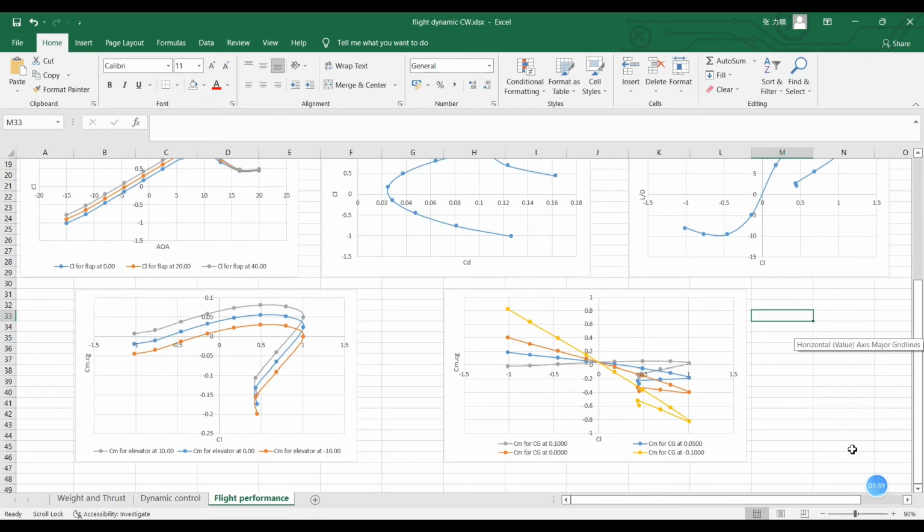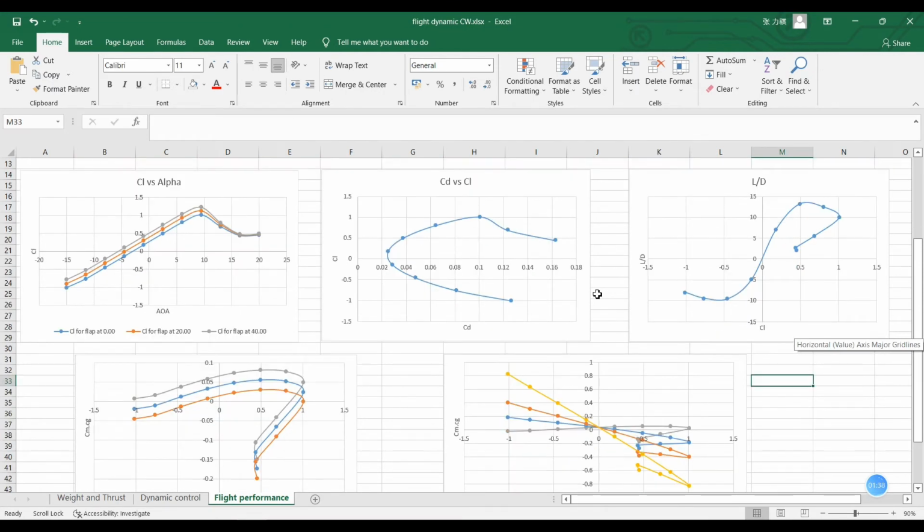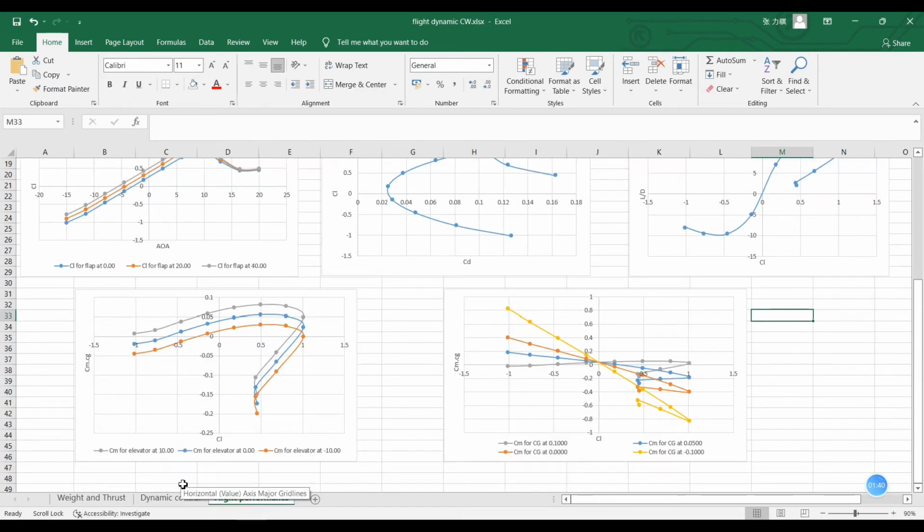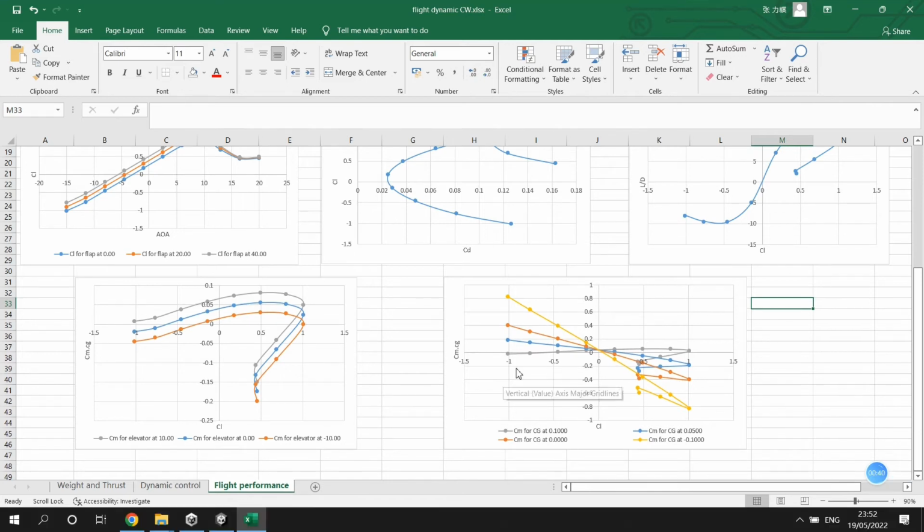And then it comes to the longitudinal trim. This is a graph of moment coefficient about the CG versus the lift coefficient. So it can be seen here, different from the example, the moment coefficient increases as the lift coefficient increases. The reason could be that the center of gravity lies behind the aerodynamic center, which means when lift is generated, the aircraft has a nose up pitching moment.